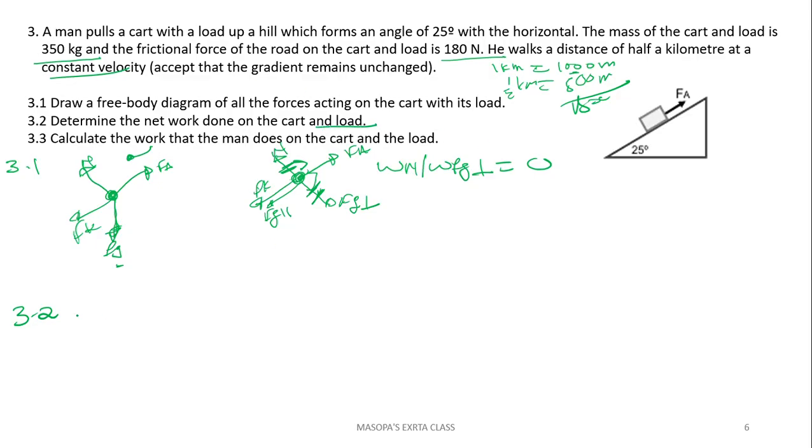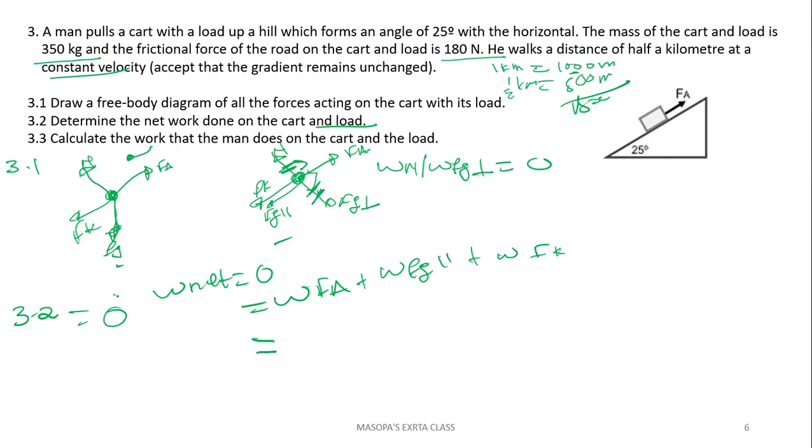Constant velocity, meaning that your net work there will be 0. And then the following question needs you to calculate the work that the man does on the cart and the load. So basically you can say the net work is equal to 0, whereby it equals the work of the force applied plus the work done by Fg parallel plus also the work done by Fk. Let's quickly do it. This is 3.3.